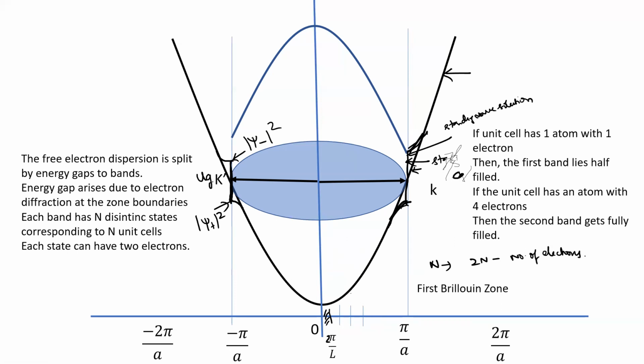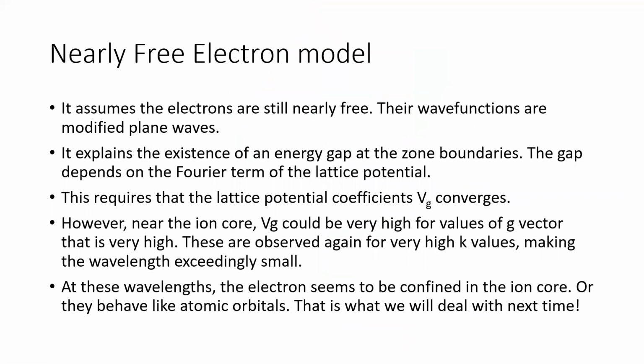Right? So if I have a unit cell with one atom with one electron, then the first band, let's say this is the first band, gets only half filled, right? If I have a unit cell with one atom and two free electrons, then it's easy to see that the first Brillouin zone gets completely filled, or the first band gets completely filled, and you have energy levels below which everything is filled, and there are no energy levels above it. So this is the origin of having materials which have a metallic behavior and materials which have an insulating behavior, right?